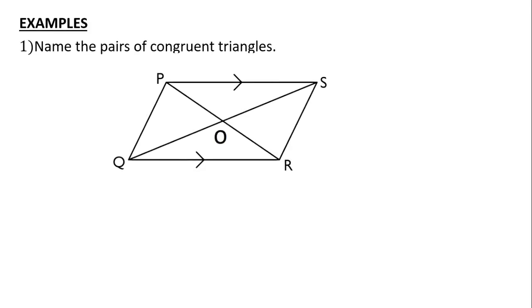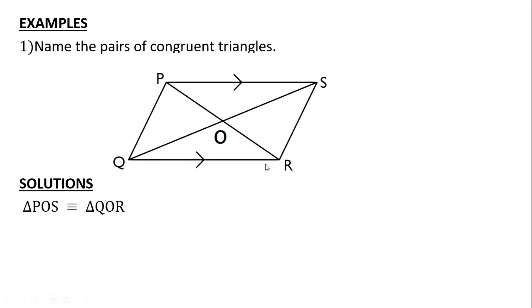Examples. Name the pairs of congruent triangles. So we have the parallelogram PQRS. We have to name the congruent triangles. We'll start with the first one. The first pair we have is triangle POS, which is congruent to triangle QOR.